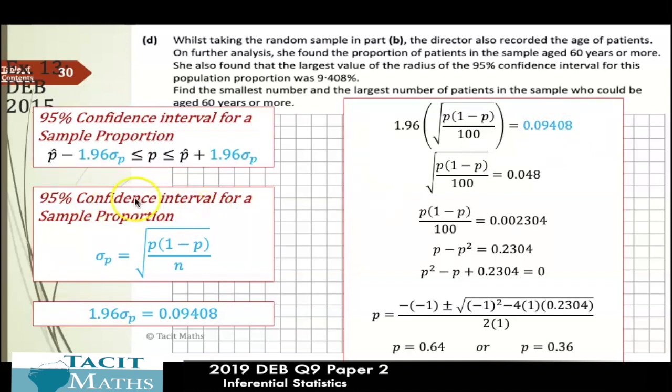But the point of it is that this type of question is quite common. Sometimes you're given the standard error, you're given some element of the confidence interval, and you're working backwards to get a value for p. Or sometimes, more commonly really, you're working backwards to get a value of n.